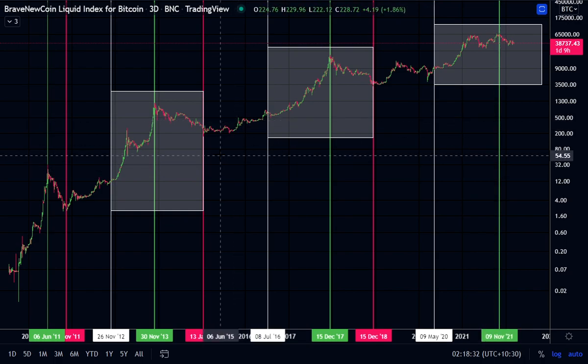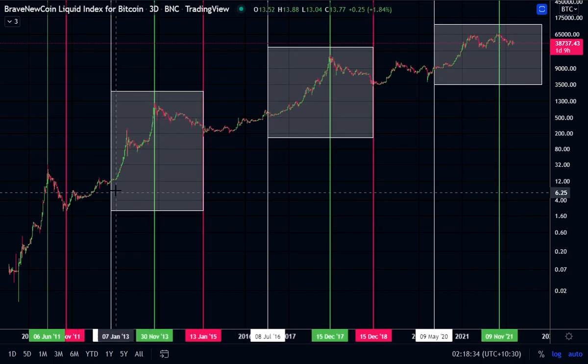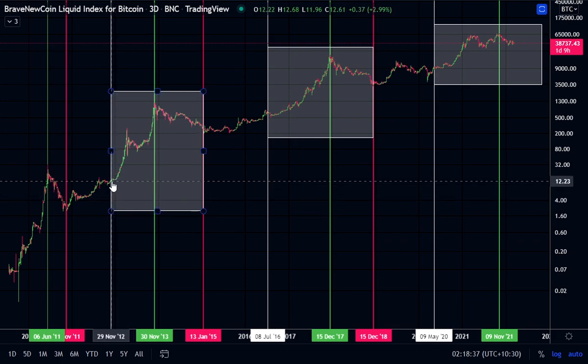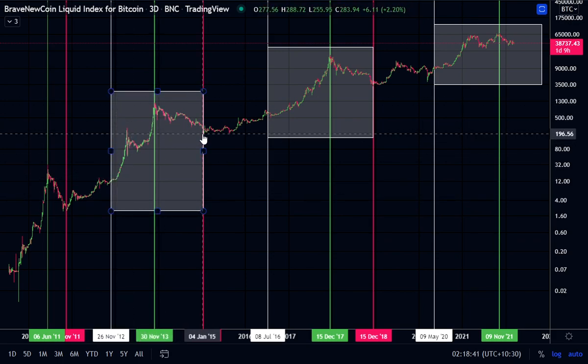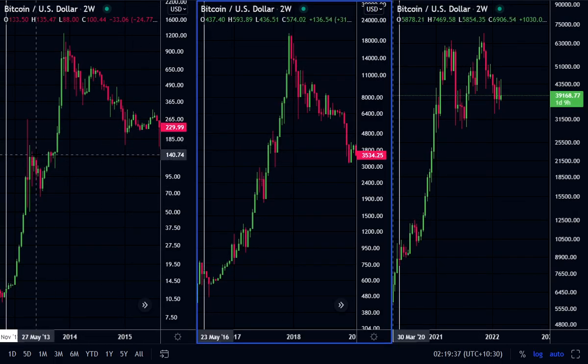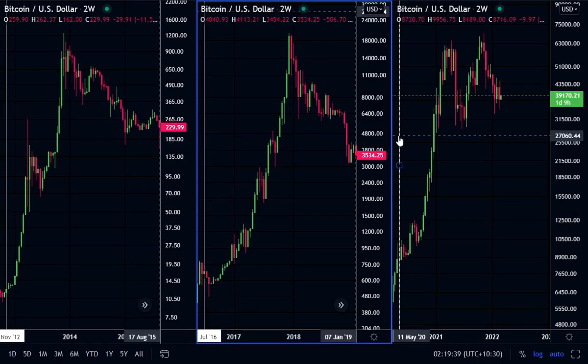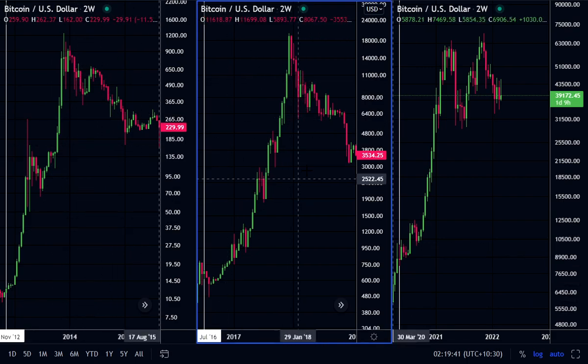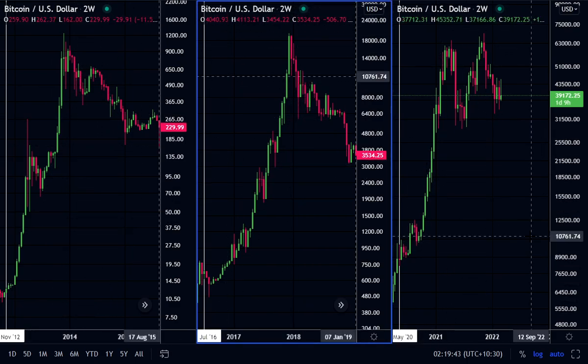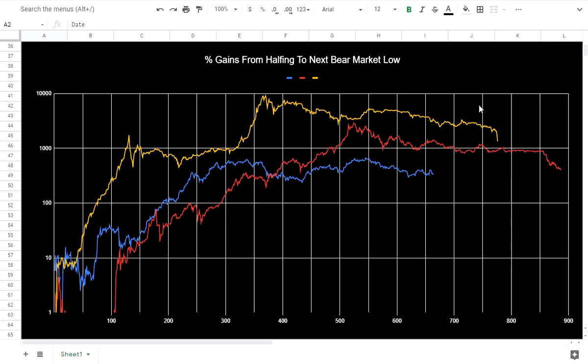So now we're going to compare the 3 cycles again, but we're changing the starting point to the halvening date and still going to the next bear market low. And just showing them side by side again, the white line is the halvening date, cycle 1 on the left, cycle 2 in the middle, and current cycle on the right. So all 3 cycles overlapped again, with the starting point from the halvening date instead of the bear market low. The first cycle is in yellow again, second cycle in red, and current cycle in blue.